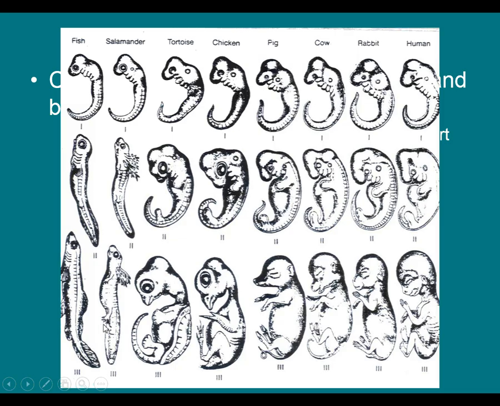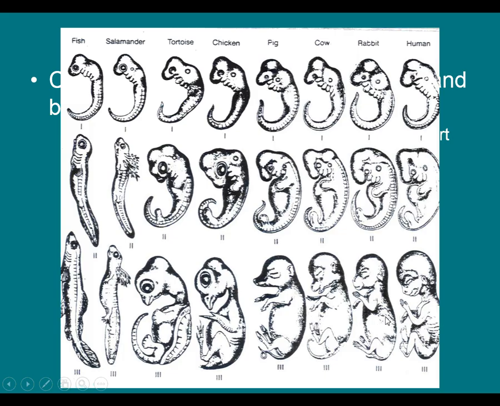Not until stage 3 in embryonic development do we see some organisms that are really starting to take shape. But notice how the mammals, in this case, the pig, the cow, the rabbit, and the human, are all very, very similar to each other at this particular stage.